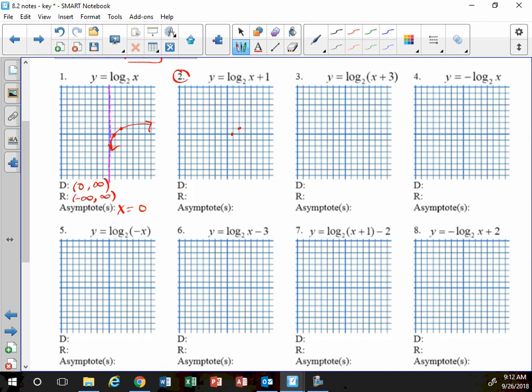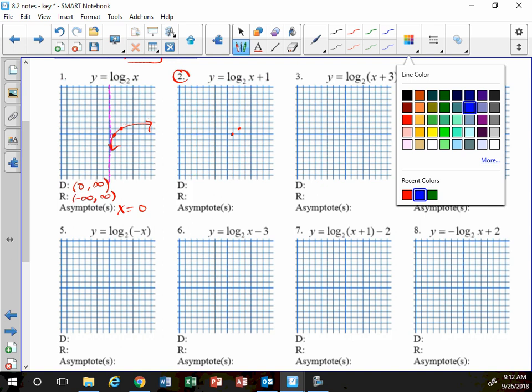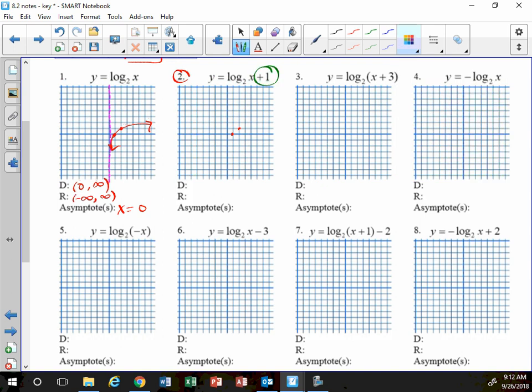1, 0, and 2, 1. Okay, where am I going? Up 1. Yeah, that's outside, so I go up 1. What about my asymptote? Still at 0, right? Shifting that up 1 doesn't really change anything. And then you've got your shape. So, 0 to infinity. Negative infinity to infinity. X equals 0.